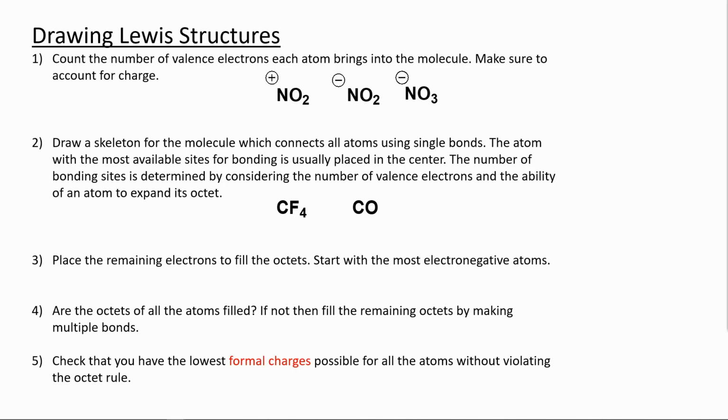Once we've run out of electrons, right, we only have the number of valence electrons that we counted. If we run out of electrons but we have not yet filled the octets, then we're going to start adding in double or triple bonds to make sure that we're able to fill all of these octets. And then finally, we want to make sure that the formal charge is as low as possible, and this is something that we focus on in the first worksheet, going through some of these examples and drawing Lewis structures.